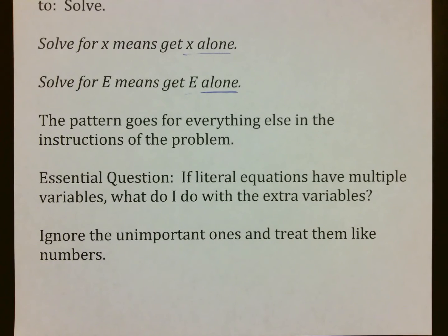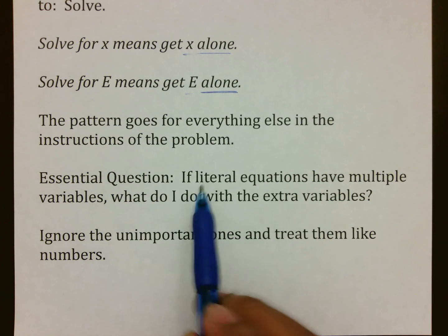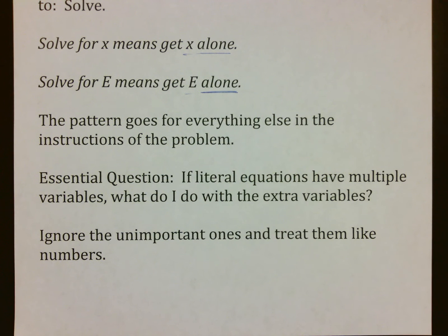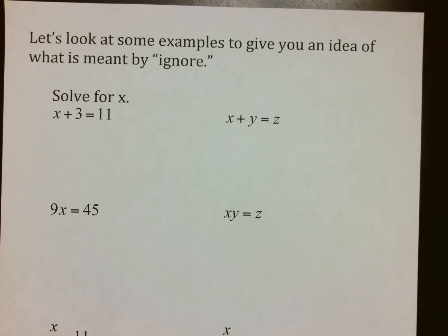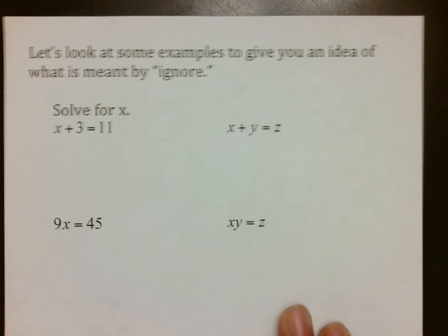If literal equations have multiple variables, what do I do with the extra variables? Literal equations are equations that do have x's, y's, z's, any kind of variables in them. They're not just one variable and a bunch of numbers, and so it can kind of intimidate some people. So what do you do with the extra variables? You simply ignore the ones that are unimportant and treat them like you would numbers. Let's look at some examples real quick to just give you an idea of what I mean by ignoring the other things and treating them like numbers.